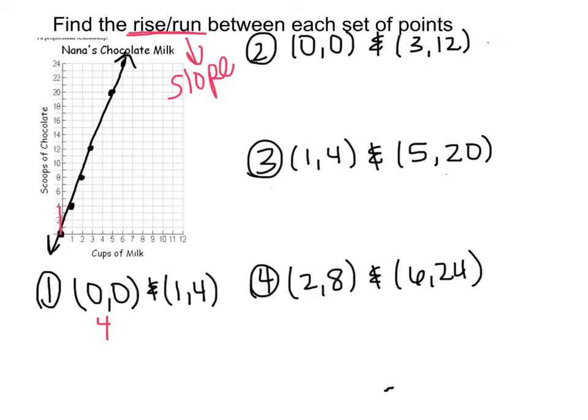And how many spaces are we going to need to go over? We need to go over 1 space. So our slope for 0 to 1 to 4 is 4 over 1.